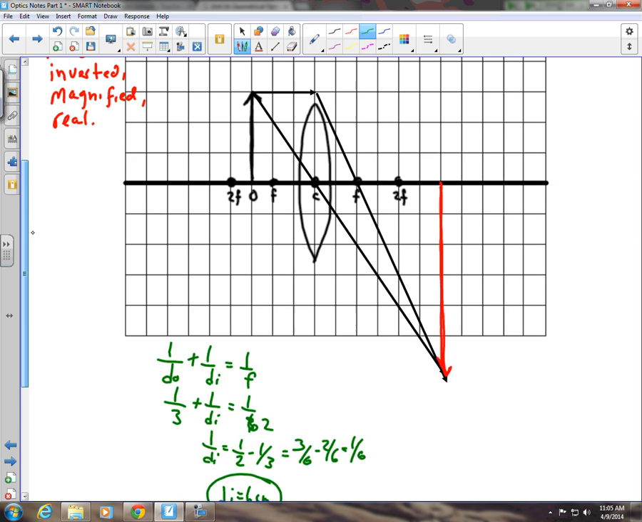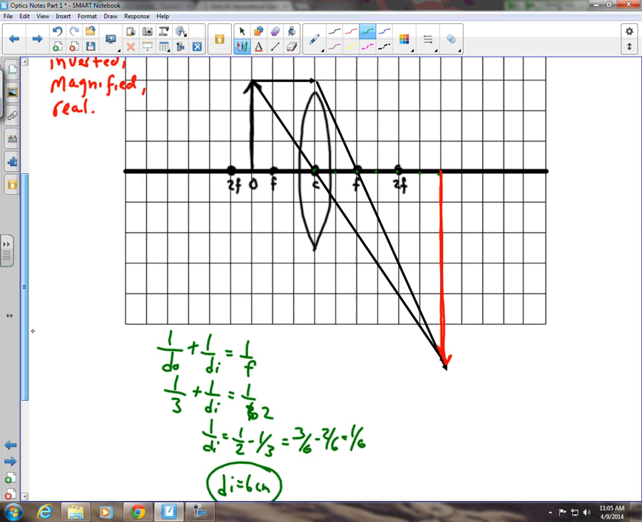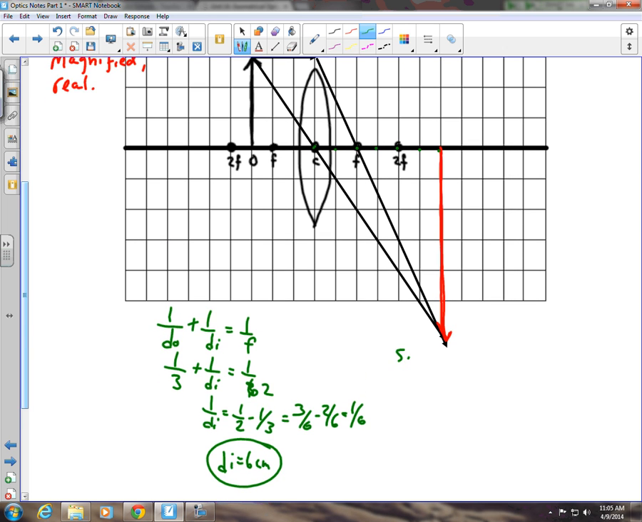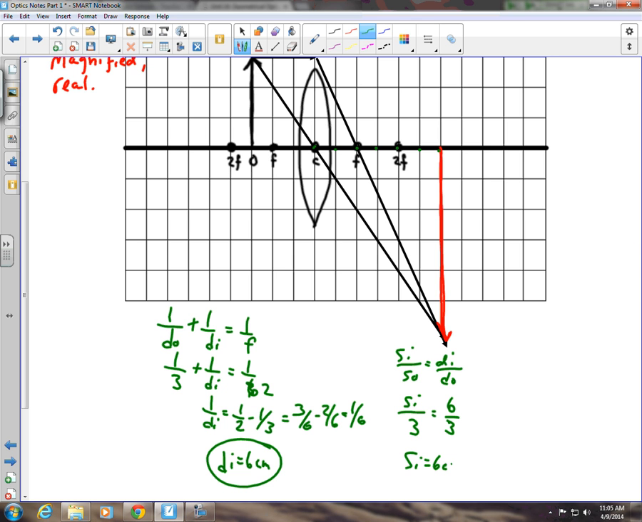Again, that matched. Here's my center, and 1, 2, 3, 4, 5, 6 away is where my image was formed. For the size, SI over SO equals DI over DO. The size of the image over the size of the object, 3, equals 6 over 3, and I end up with SI is 6 centimeters. If I check that, the height of this from here to here is roughly 6 centimeters.